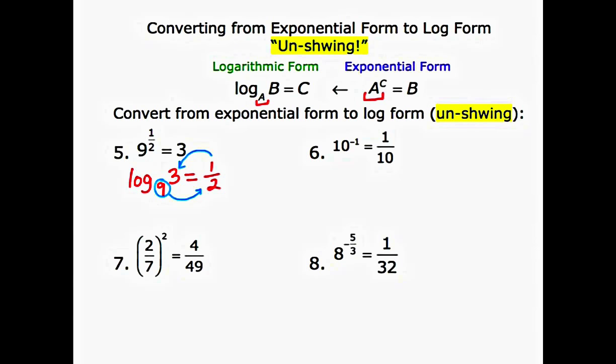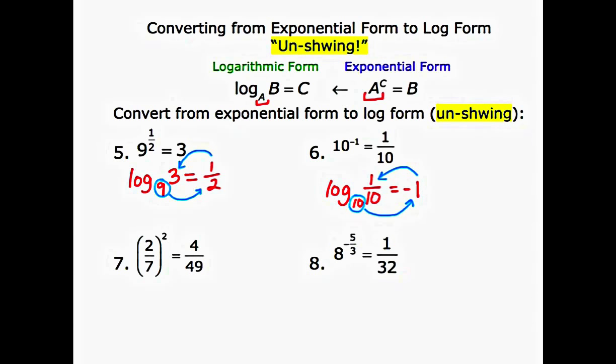Let's try example 6. In example 6, we see 10 to the negative 1 is equal to 1/10. Our base is 10. So that's going to be the base of my log. So we get log of 1/10 base 10 is equal to negative 1. Again, if you're not completely confident with that, do a quick swing to check. That would be starting with the little base of 10, swinging up to the right, and landing on the 1/10, yielding us 10 to the negative 1 is equal to 1/10. So there we go, we're 2 for 2.